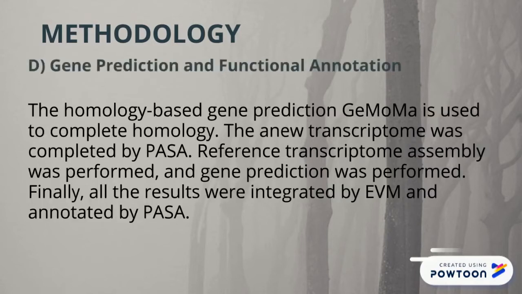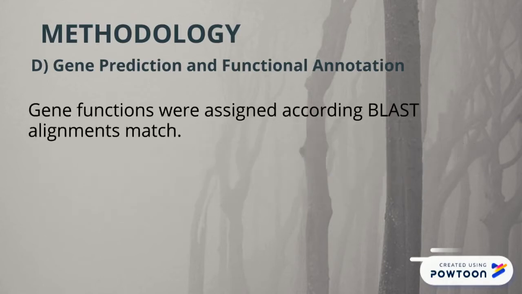Gene prediction and functional annotation. The homology-based gene prediction GOMMA is used to complete homology. The annealed transcriptome was completed by PASA. Reference transcriptome assembly was performed and gene prediction was performed. Finally, all the results were integrated by EVM and annotated by PASA. Gene function was assigned according to BLAST alignment matches.